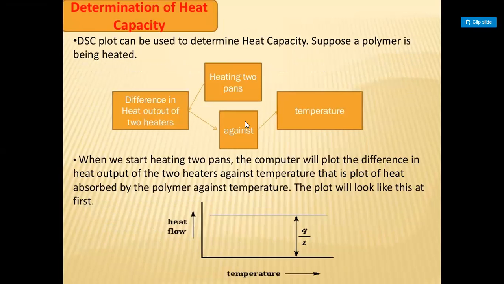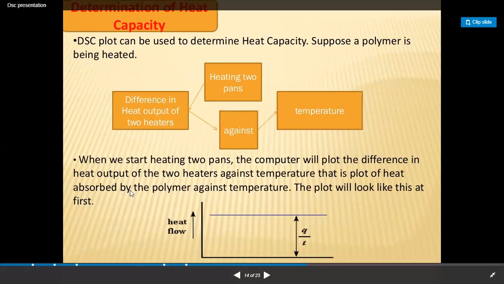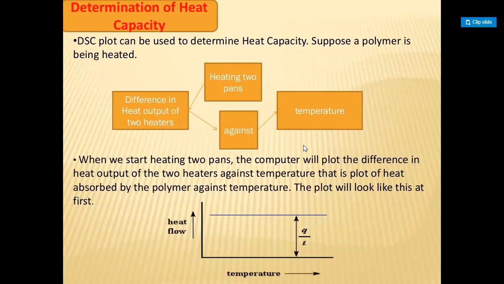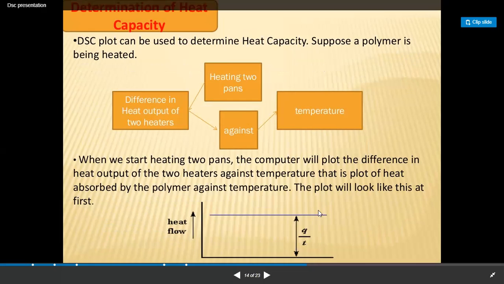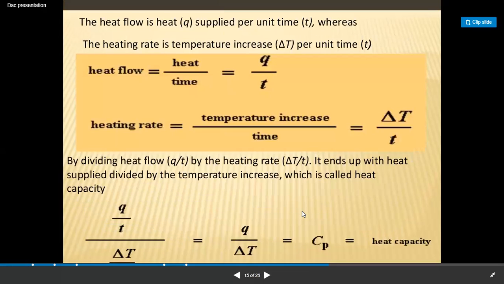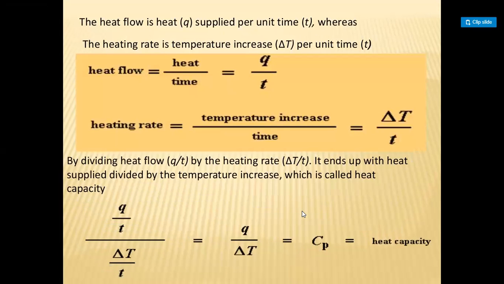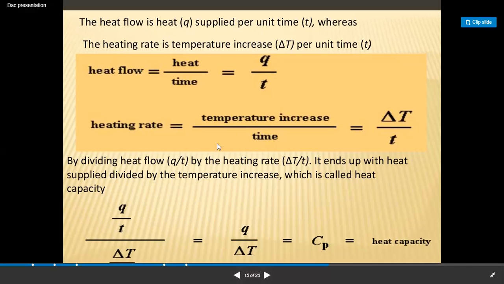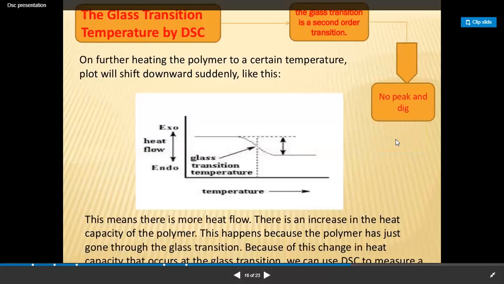Here we can see, when we start heating the two pans, the computer will plot the difference in heat output of the two heaters against temperature, that is a plot of heat absorbed by the polymer against temperature. The plot will look like this. A linear line you will get. The heat flow is heat Q supplied per unit time t, whereas the heating rate is temperature increase delta T per unit time. Here you can see this formula, heating rate is equal to delta T upon t.